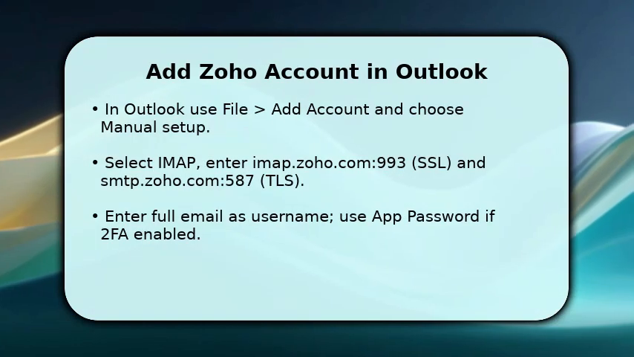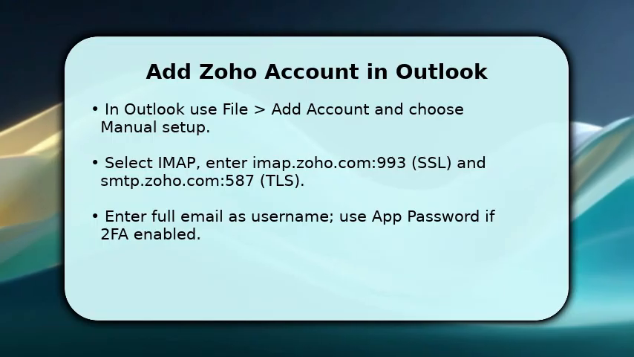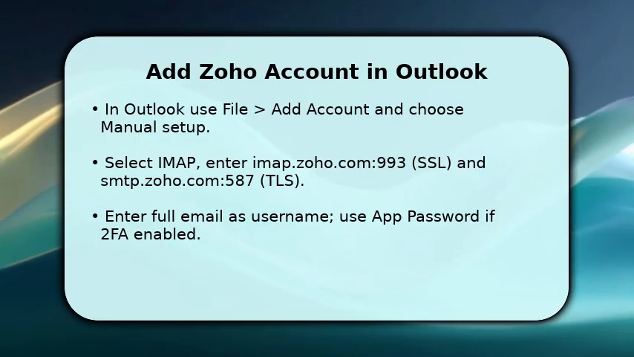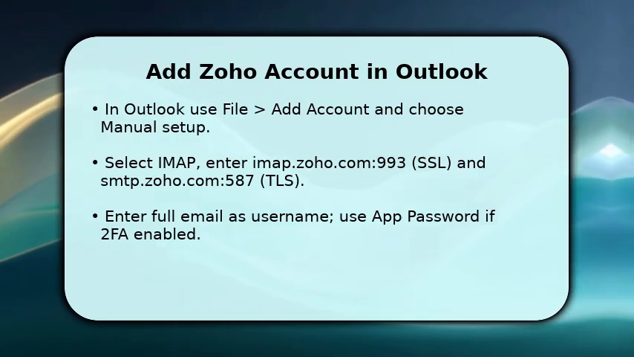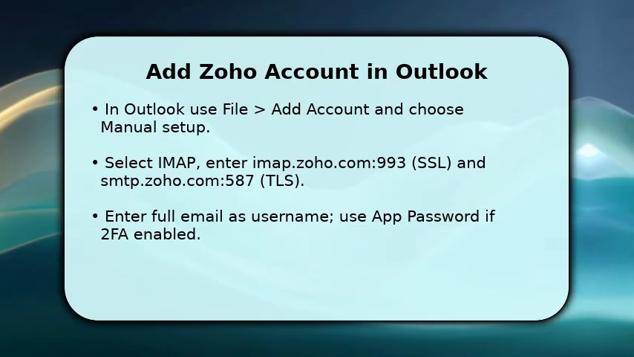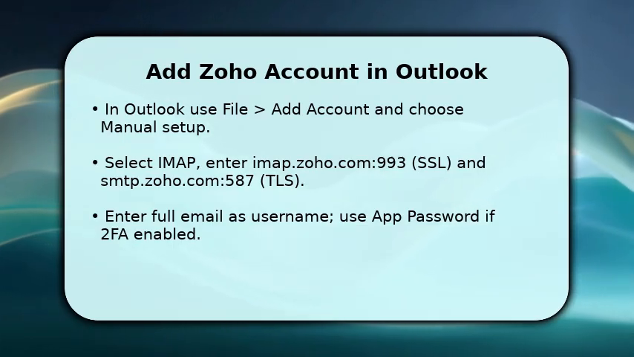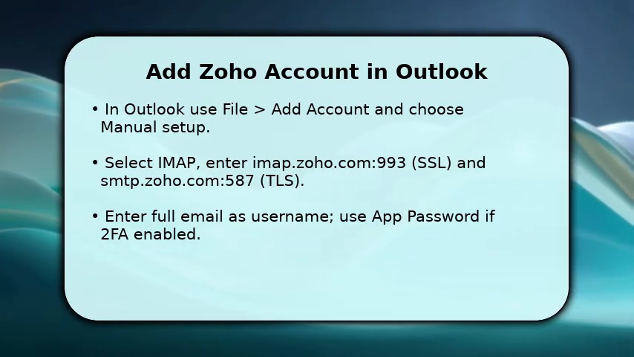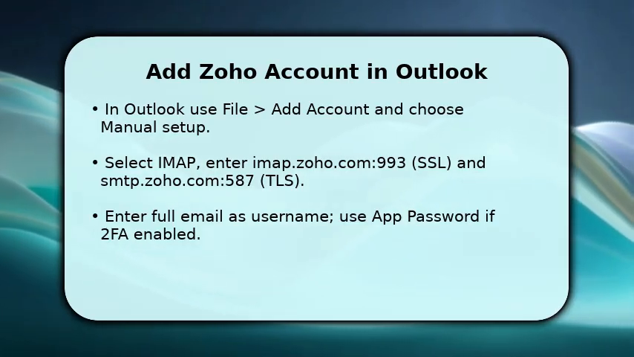You will now add the Zoho account manually in Outlook for full control. Choose File, Add Account, then Manual Setup and pick IMAP. Enter imap.zoho.com with port 993 and SSL, and smtp.zoho.com with port 587 and STARTTLS/TLS. Use your full Zoho email as the username.